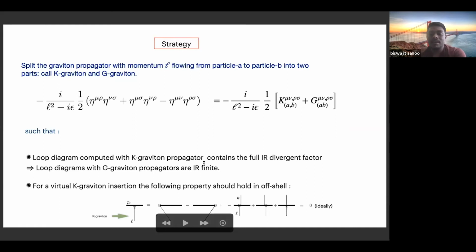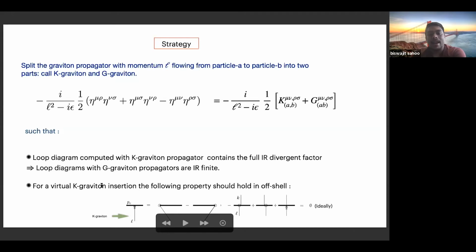And to fix how much extra piece K contains, I will demand that if we compute a one loop diagram with no external graviton, only finite energy particles, say for scalar theory only scalar particles and no gravitons, then this one loop diagram with the G graviton propagator will completely vanish. In that way, I can put some IR finite piece together with this IR divergent piece in the definition of K. I will show you what K and G are on the next page.